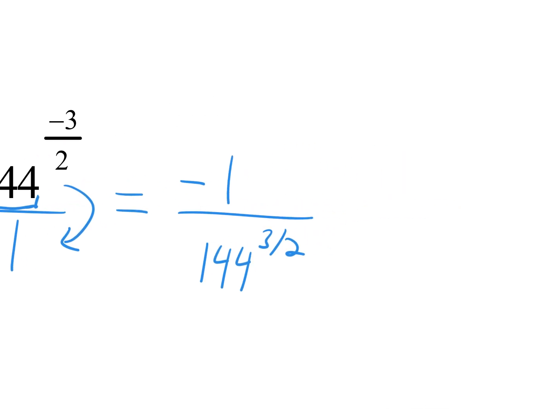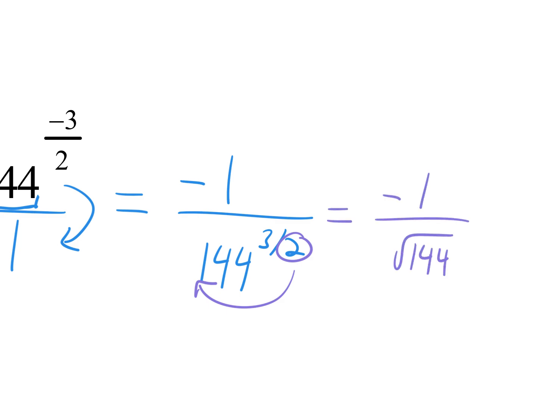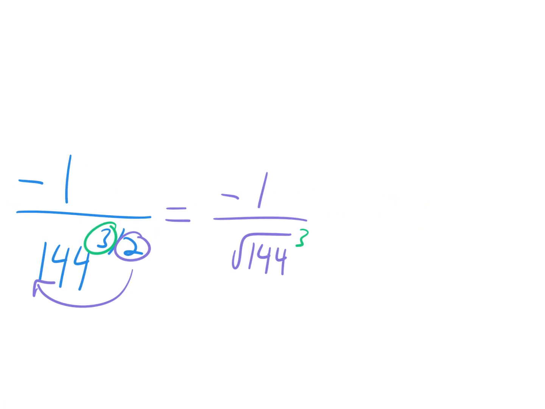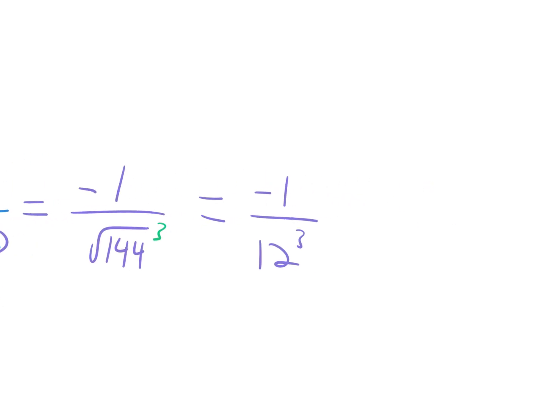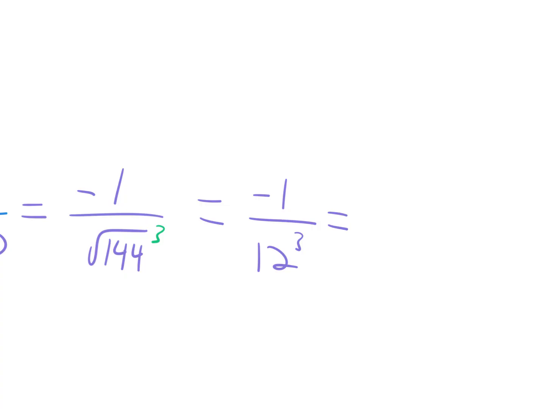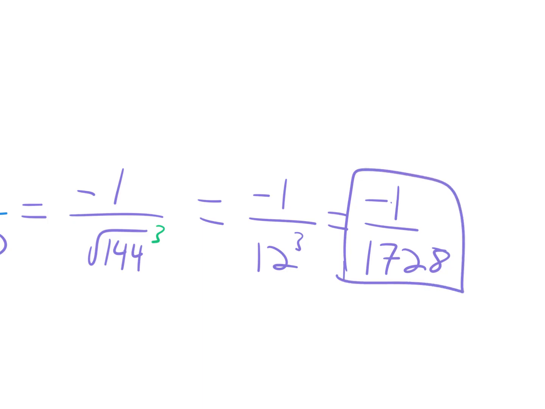All right. Can we simplify that a little more? Okay, good. This 2 can go up front. This is going to be 1 over the square root of 144, and then this 3 on top is the exponent. What's the square root of 144? Good. So then we should get negative 1 over 12 to the 3rd power. It's going to be a big number, but 1,728. Cool. And so we should get that as our final answer.